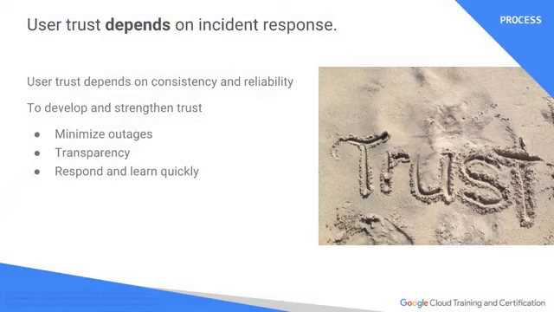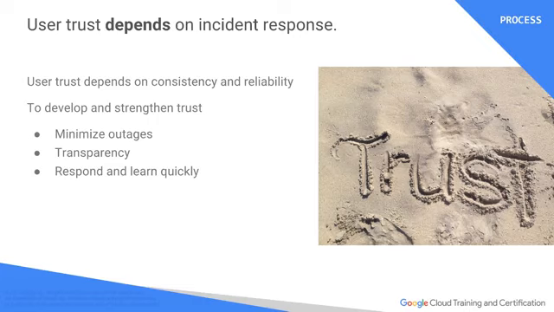So here's where we do a little salt and pepper and talk about our SRE processes. In this case, it's about user trust, and it depends on how well we respond to incidents. To do so, we need to be consistent. We need to be able to minimize these outages. We need to be transparent about what we've done and what we've identified, and we have to respond and learn quickly from this. Users are very vigilant and they're flexible, as long as you're not repeating some of the same mistakes and you're communicative. People do realize at the end of the day, we're all human.